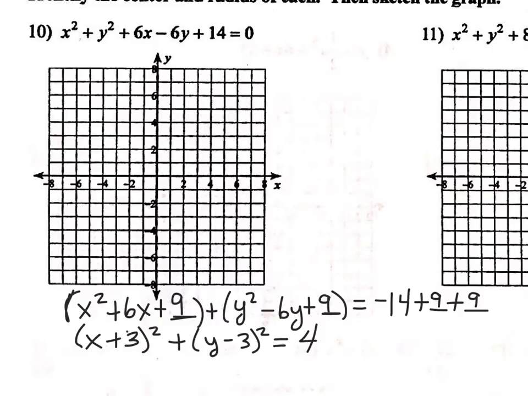All right, the h value is -3, and the k value is +3. So at -3, +3, I have my center. So -3, +3, center is right here. My radius is 2 because the square root of 4 is 2. So I go up 2, to the side 2, down 2, and to the left 2. And I do my best to freehand this beautiful circle right here. And that's it. That's your equation.